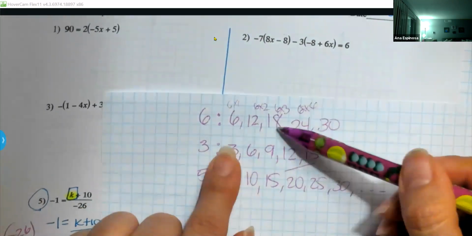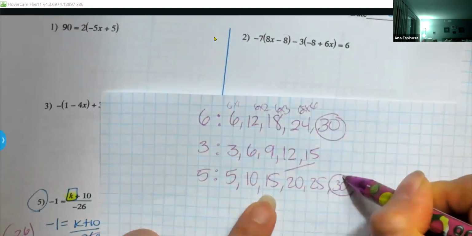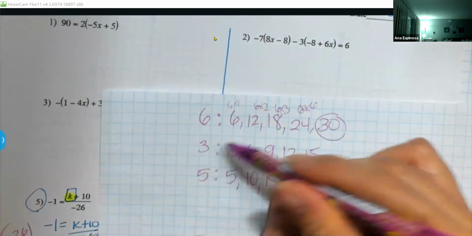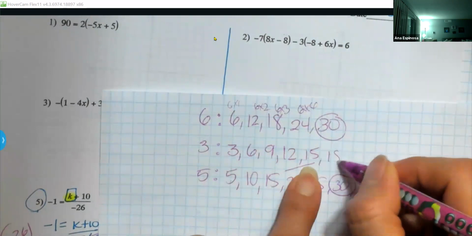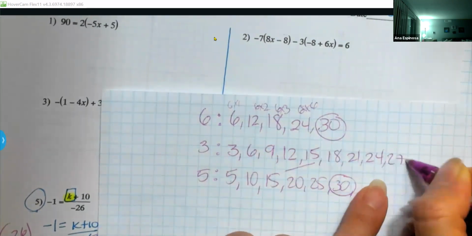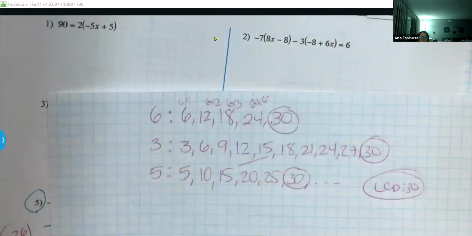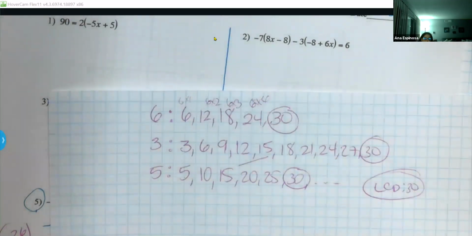30. All right, so I don't have a 15, but I do have a 30, and I do have a 30 here. And I know that if I continue this, 3 goes into 30. So if I keep adding, that 30 is my LCD. Okay. That means that 30 goes into all those 3 numbers evenly.